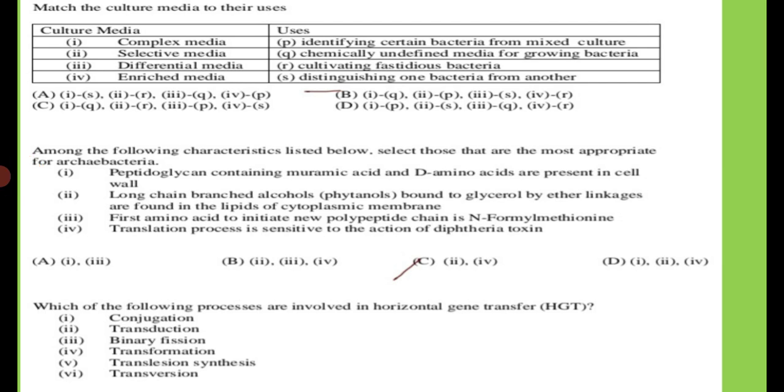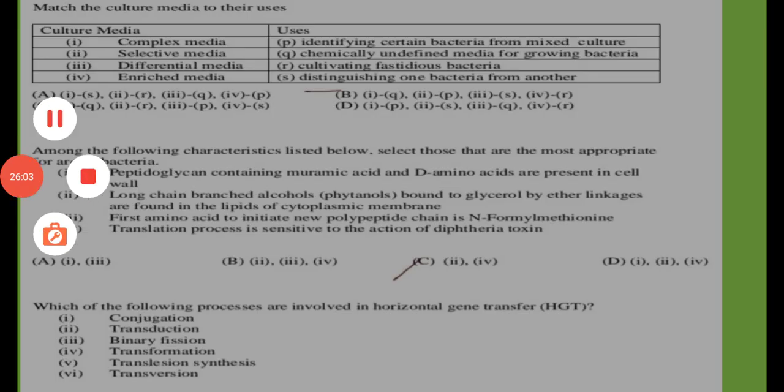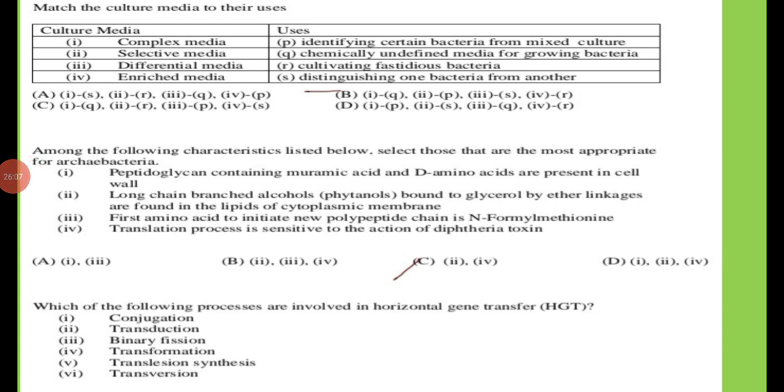The enriched media are used for cultivation of fastidious organisms. The fastidious organisms are the organisms which require extra growth factors for their growth. For example, blood agar or a blood broth is an enriched media for pathogens of a human being. So, such a combination is in option B. Option B is the answer for this question.